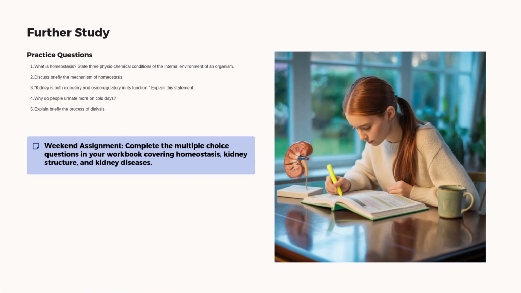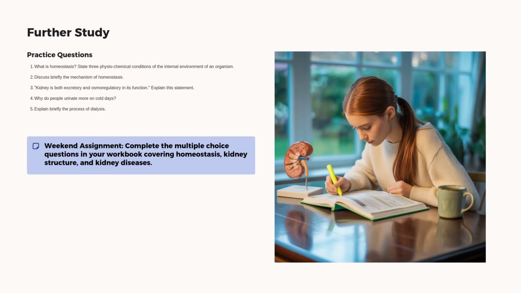Further study. Practice questions. 1. What is homeostasis? State 3 physiochemical conditions of the internal environment of an organism. 2. Discuss briefly the mechanism of homeostasis. 3. Kidney is both excretory and osmoregulatory in its function. Explain this statement. 4. Why do people urinate more on cold days? 5. Explain briefly the process of dialysis.